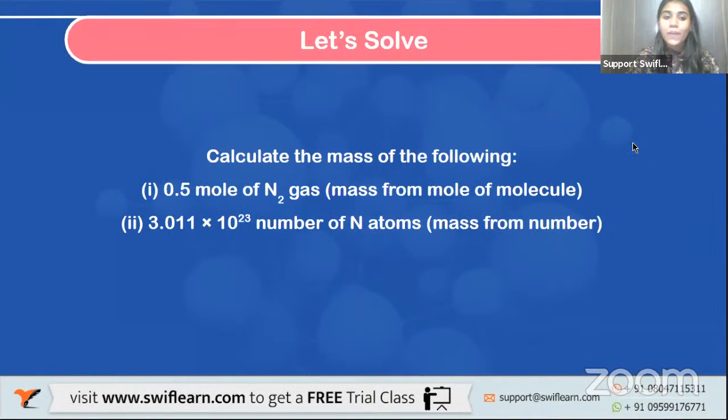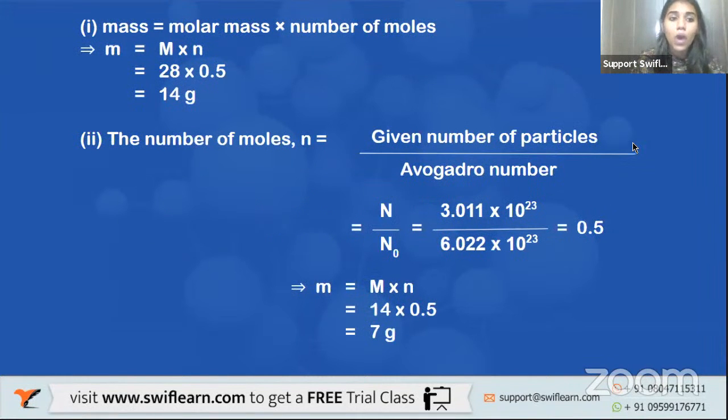And the second question is, calculate the mass in 3.011 into 10 raised to 23 number of nitrogen atoms. That means, what is the mass of 3.011 into 10 raised to 23 number of atoms? If I take these many atoms of nitrogen, what is the mass of it? That is the question. How will I solve it?